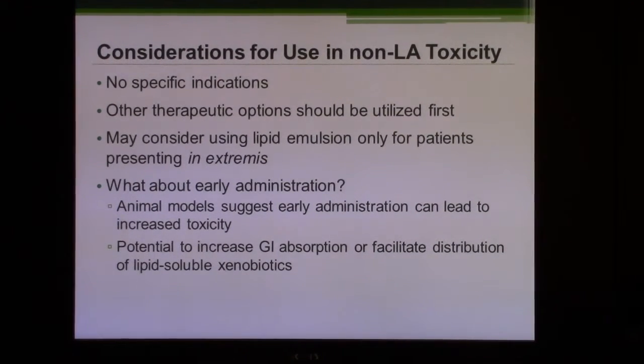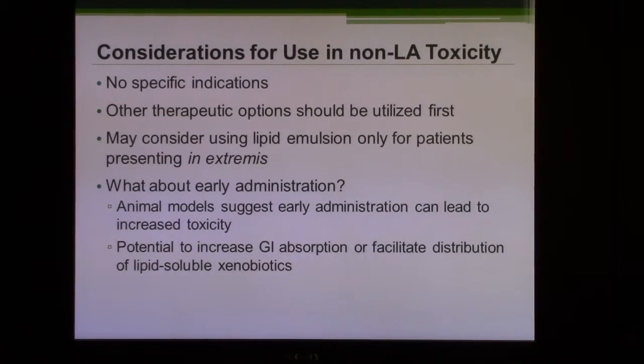So for considerations for use in non-local anesthetic toxicity, there are no specific indications. The other therapeutic options, like the mainstay treatments, should be utilized first. When can these be used? Well, lipid emulsions may be considered when patients present in extremis, at that point of death, and other options have been exhausted.